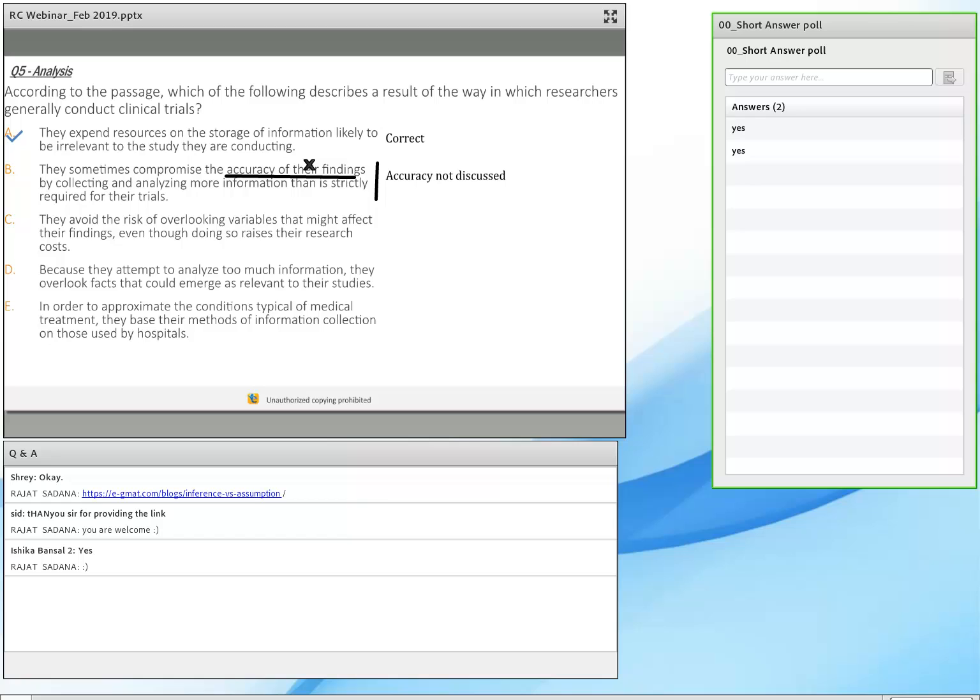Okay. Choice C, very popular: they avoid the risk of overlooking variables that might affect their findings, even though doing so raises their research costs. They don't avoid the risk of overlooking variables that might affect their findings. Because the author really says, even when you collect this comprehensive set, a similar risk might still exist. The author says the other way of doing studies doesn't increase the risks, and a similar risk might still exist. So they don't avoid. Avoid means completely eliminate.